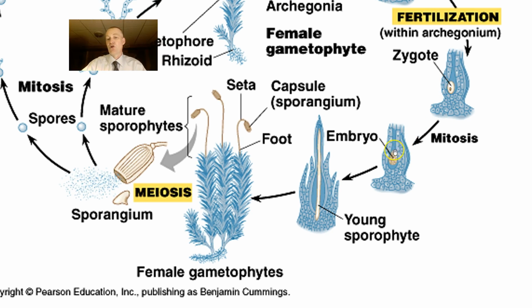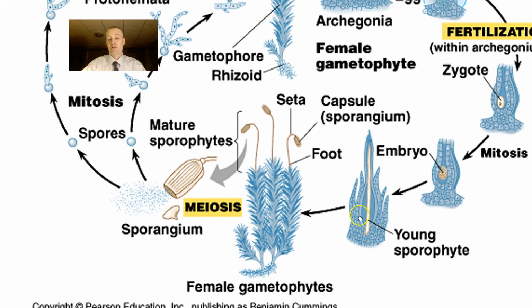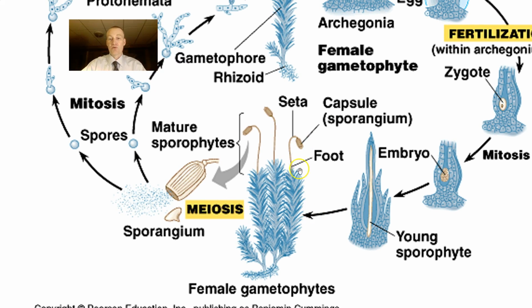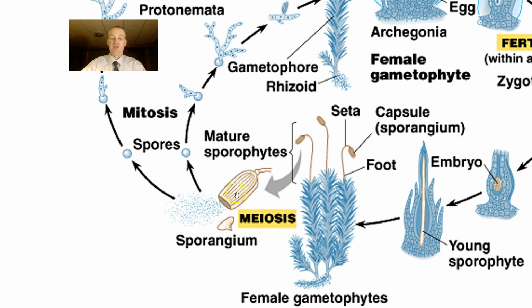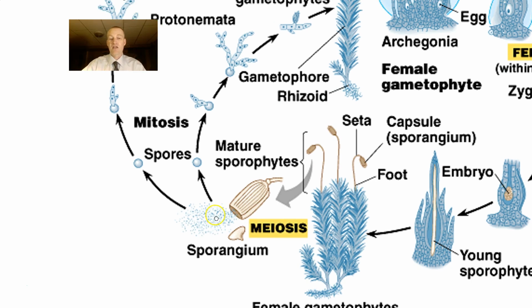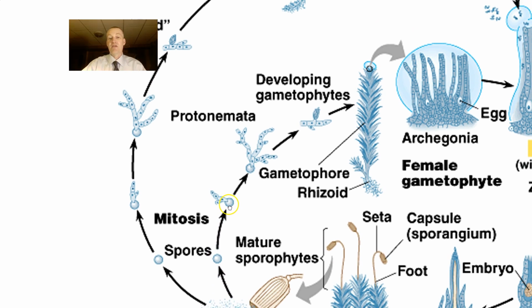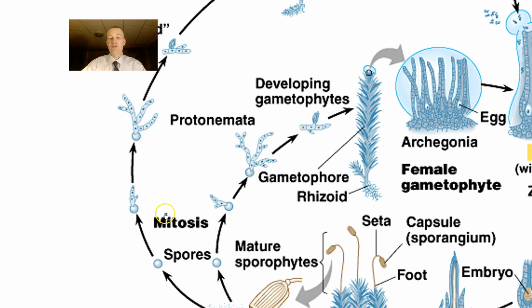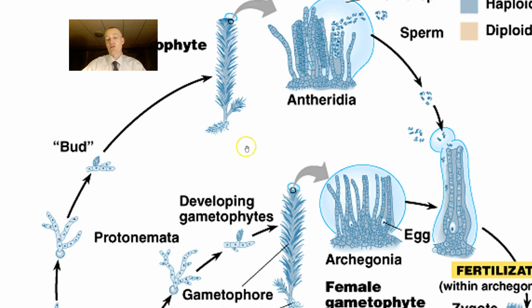That zygote will undergo mitosis. It will produce an embryo. The young embryo will grow and grow and grow. Notice it's dependent upon the gametophyte. It'll grow and it will produce this little sporangium here, this little sporophyte, and at the tip of it is the sporangium. That sporangium will have cells, sporogenous tissue that will undergo meiosis, and it will produce spores. Those spores will be released, and they may produce a female gametophyte, or they may produce a male gametophyte, but they do undergo mitosis to produce the gametophyte.